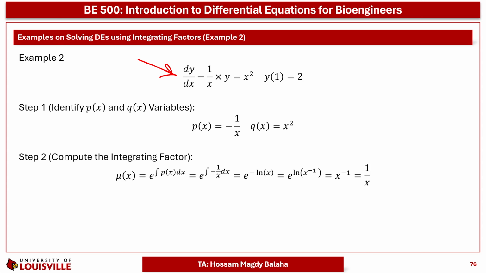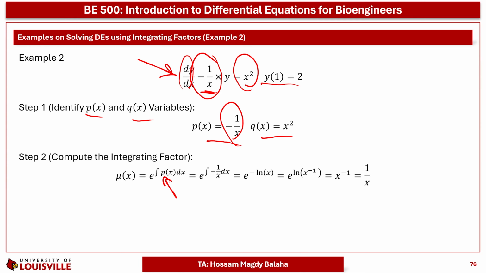A second example, the first derivative, negative 1 over x multiplied by y equal x squared, and we have an initial condition here. So as mentioned, the first step is to identify the variables. So this will be p of x, this will be q of x as here. Compute the integrating factor, simply take p of x, put it here and apply integration. So the integration of this part will be negative ln of x. As mentioned, the integration of 1 over x will be ln x. So it will be exponential of negative ln of x.